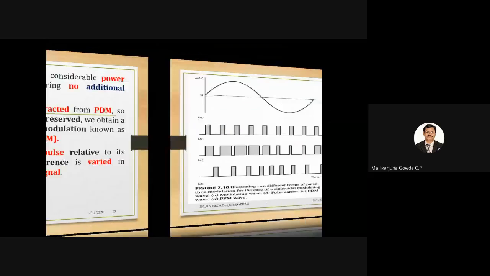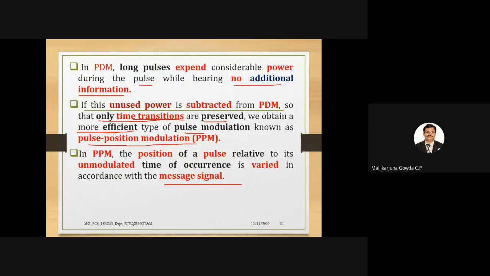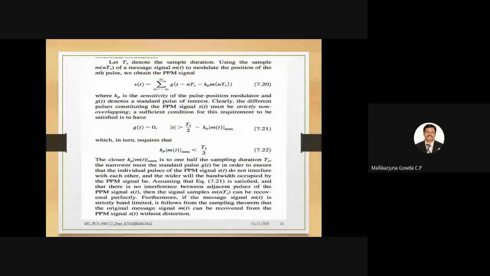Is this fine? Okay, so this is the mathematical analysis of PPM. Let Ts denote the sample duration. Then m(nTs) is the sample of the message signal m(t), which is used to modulate the position of the nth pulse. So I can express the PPM signal mathematically as s(t) equals the summation from n equals minus infinity to plus infinity of g(t minus nTs minus Kp times m(nTs)).